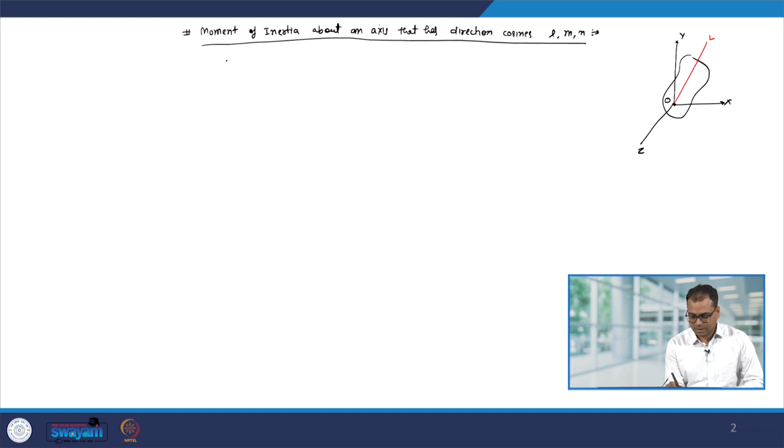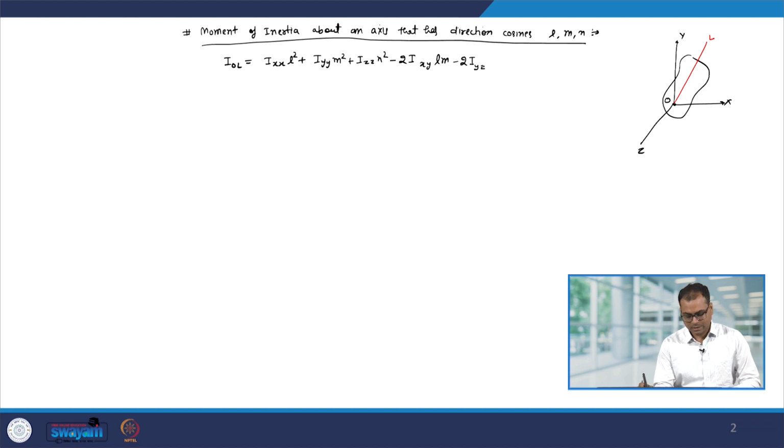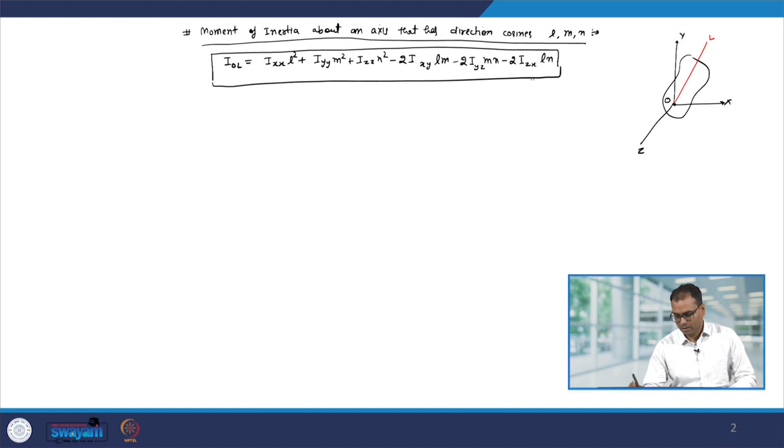Then the moment of inertia I about line OL will be Ixx L square plus Iyy M square plus Izz N square minus 2Ixy LM minus 2Iyz MN minus 2Izx LN. Let us call this equation number A.